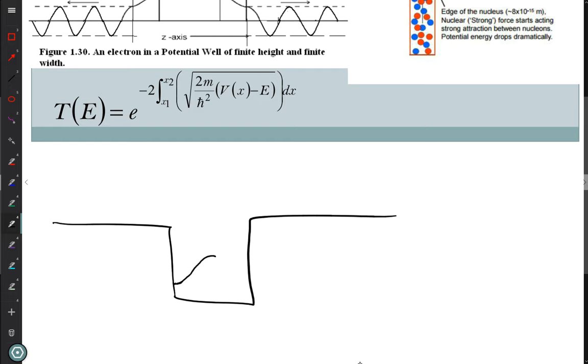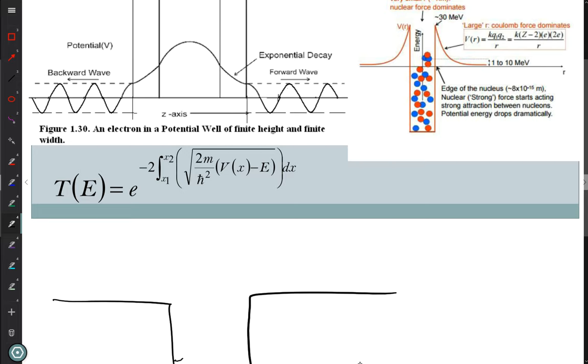Oh, come on. I can scroll. There we go. At least it came back.